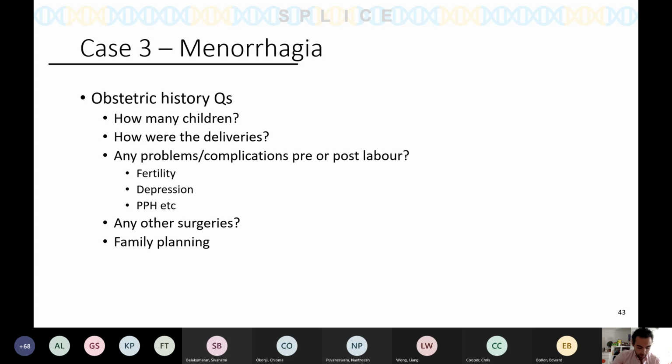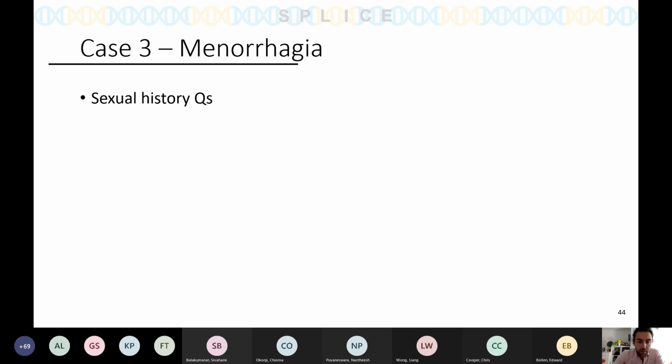any other surgeries? Good stuff asking about termination of pregnancies and ectopics and miscarriages and stuff. And then family planning, so any future children that they might want, because this can affect the management. But yeah, nice, good stuff. Good thoughts you guys had there. So that's sort of the obstetric side of it. And then moving on to sexual history.